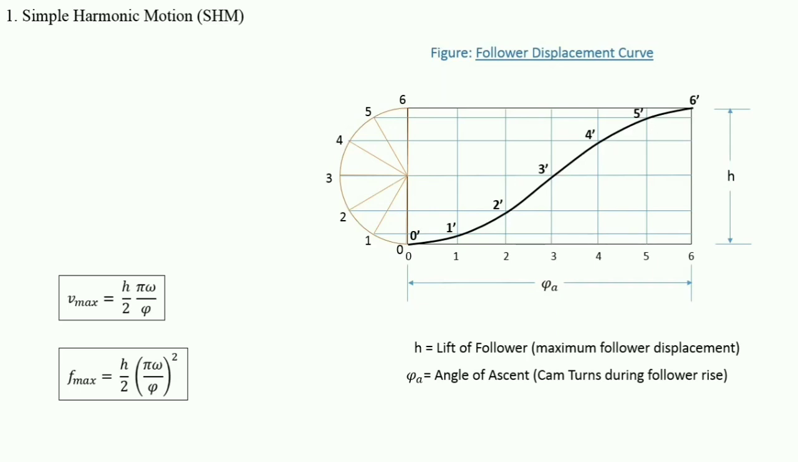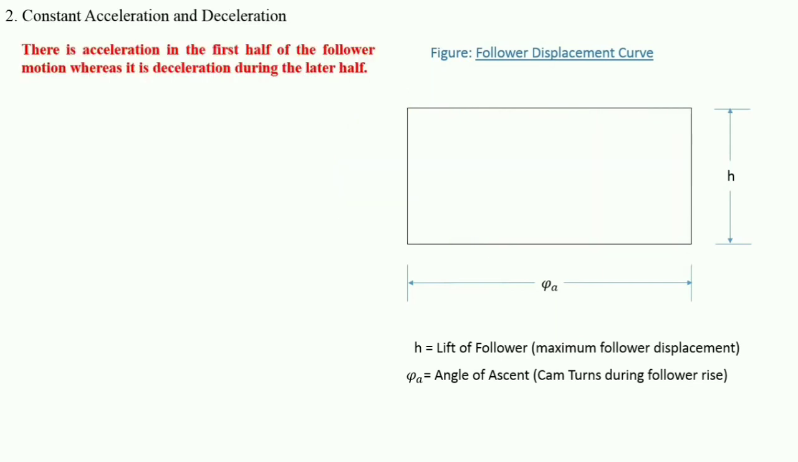If you want to find out the maximum velocity and acceleration on the curve of the follower motion, then there are two formulas for maximum velocity and maximum acceleration. You can find the values of maximum velocity and acceleration by these formulas. Next is constant acceleration and deceleration. In this, the first half is constant acceleration and the second half is constant deceleration.